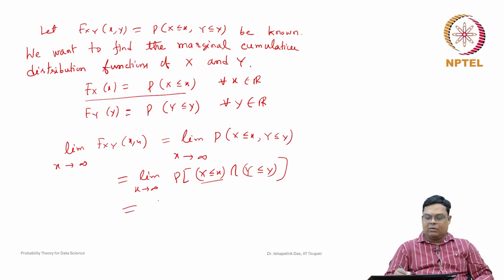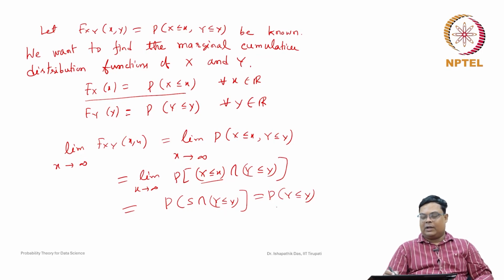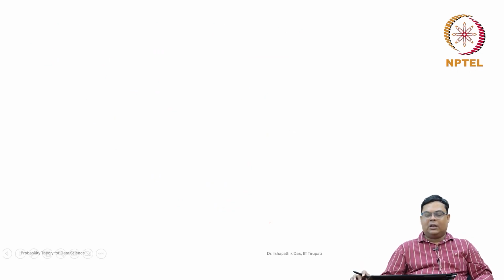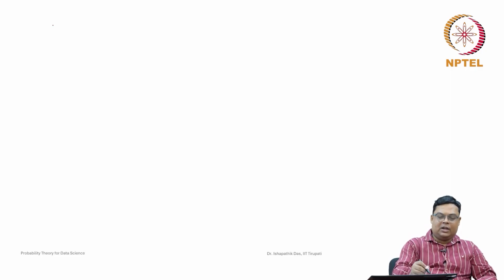So, this is equal to the probability that S intersection Y less than or equal to y. This is nothing but the probability that Y is less than or equal to y, since S intersection {Y less than or equal to y} is just {Y less than or equal to y}. So, what is this? This is F_Y(y). By definition, this is the marginal cumulative distribution function of Y. Hence, this is the result we found when taking the limit of one variable.